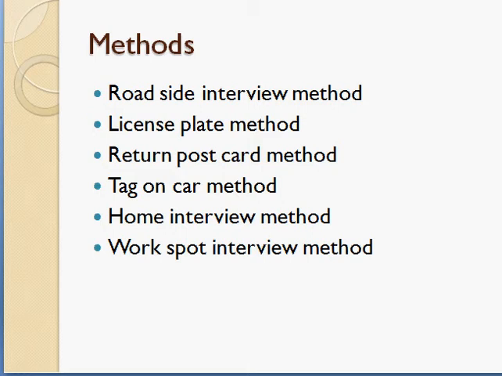Then the tag on car method. In the tag on car method, you select some samples. You place a tag on the car and note the entry time and the point. Like that, you note at each exit point or cordon point the time at which the car has reached that point. At the end the tag is removed and collected for data analysis.